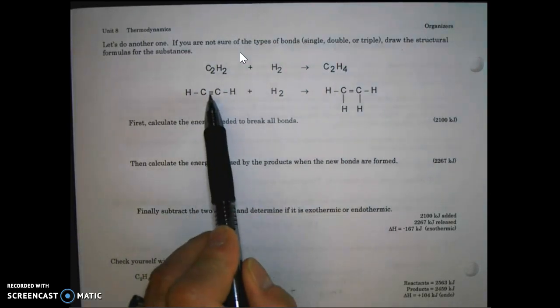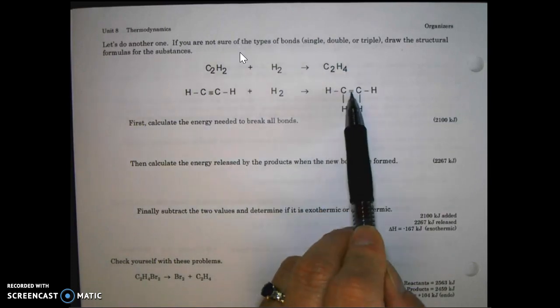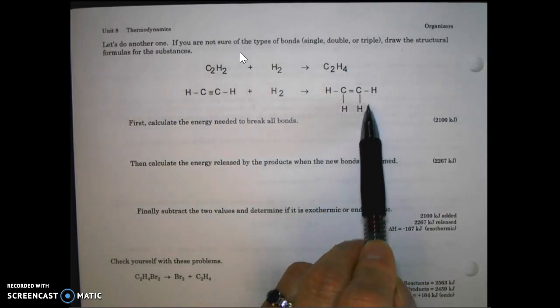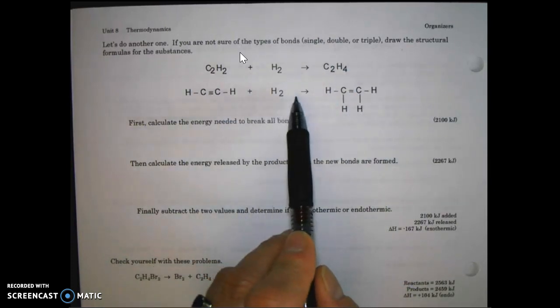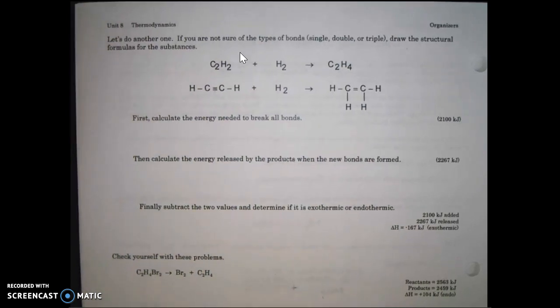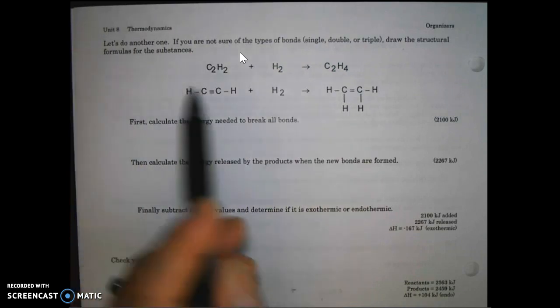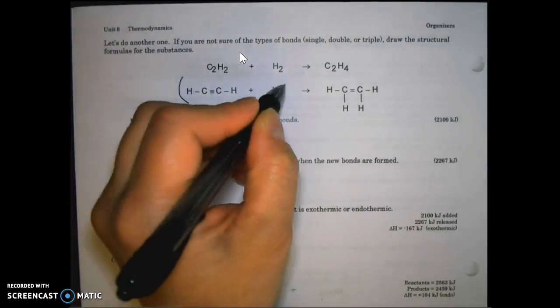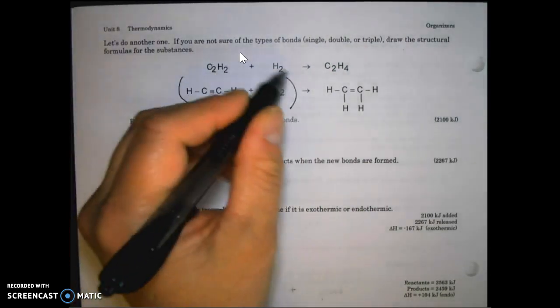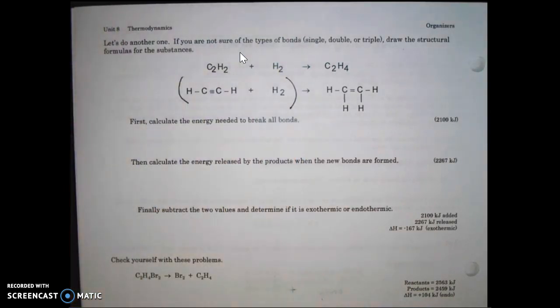So there's a triple bonded carbon here. There's a double bonded carbon here. And then you have single carbon-hydrogen bonds and then an HH bond. So you've got to calculate the energy needed to break all those bonds first. So you've got to add up. So here's the entire reactant side. Everything on the left side of the arrow you have to consider.